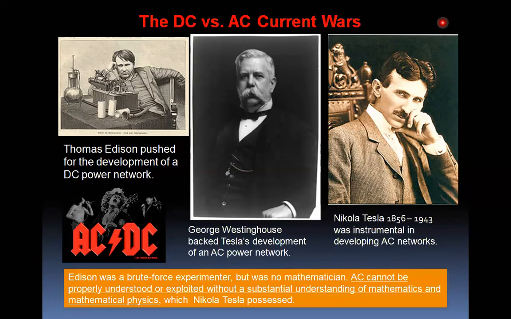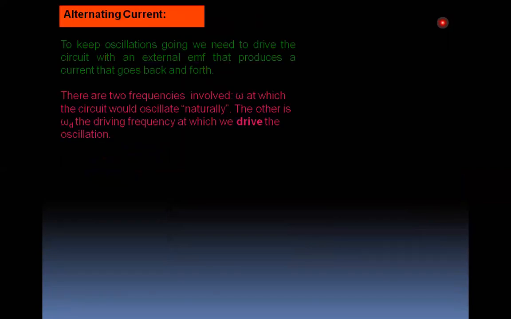So what is AC? Let's understand alternating current. To keep oscillations going, we need to drive the circuit with an external EMF that produces a current that goes back and forth. There are two frequencies involved: omega, at which the circuit would oscillate naturally, and omega d, the driving frequency at which we drive the oscillation.